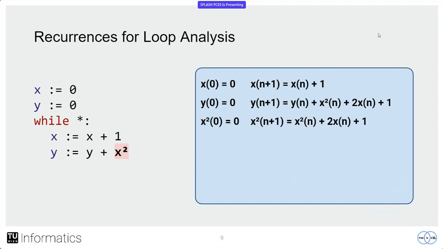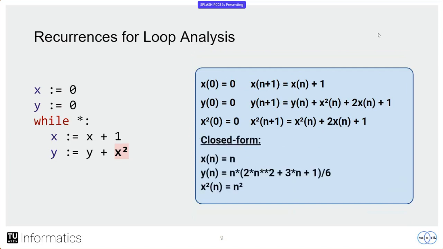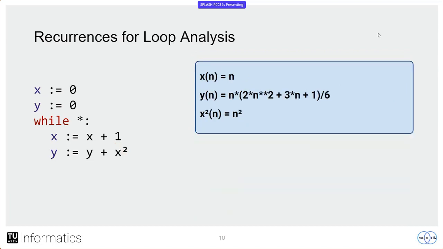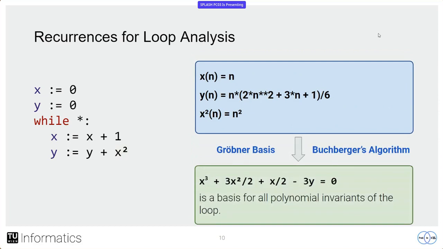For the probabilistic loop, this won't be the case, but now we have, again, a linear system of recurrences. If you're confused by the x squared, just replace it by your favorite letter, and then you have a linear system of recurrences, and we can compute the closed forms. As a side note, this modeling of nonlinear behavior works if the nonlinear dependencies are acyclic. We can then use these closed forms to do all kinds of downstream tasks, like computing invariants, for example.